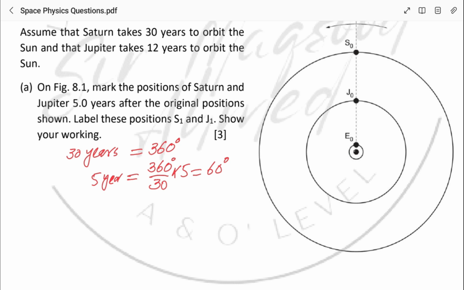As we know that from the center this angle is 90 degrees and its half is 45 degrees. So 60 degrees is almost like this in this area. So this may be the position of Saturn, S1.